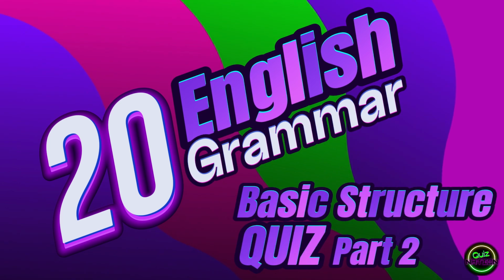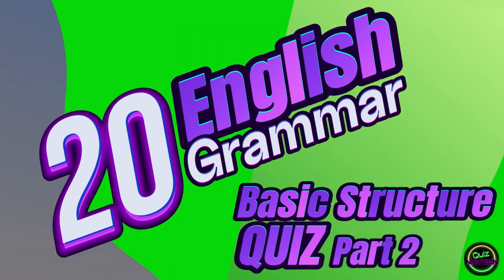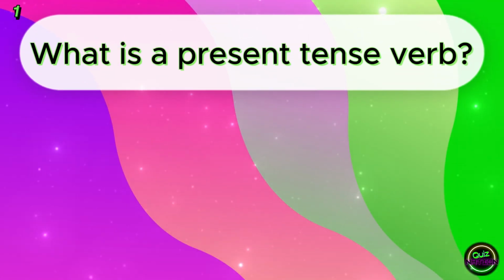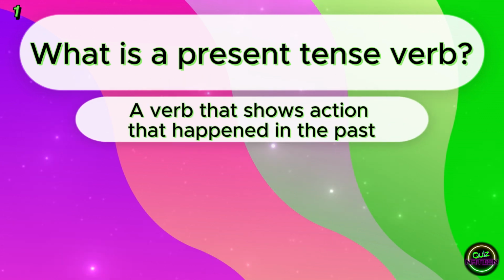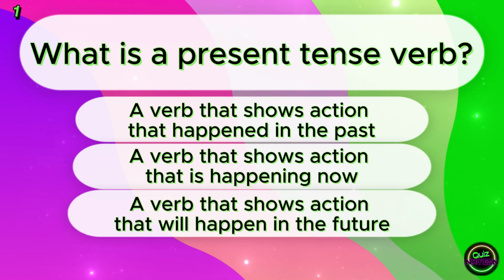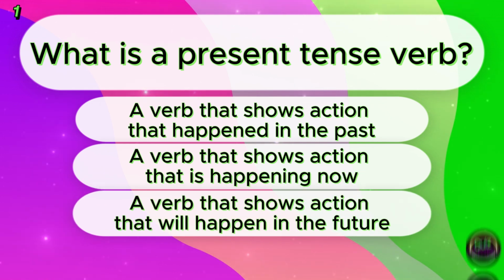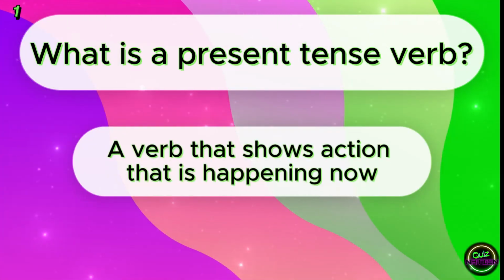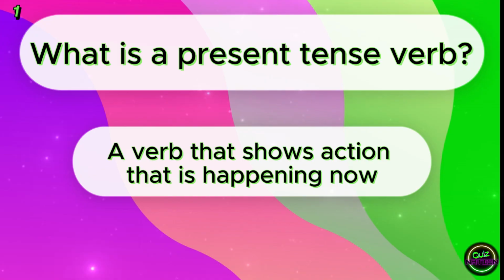English Grammar Basic Structure Quiz. What is a present tense verb? A verb that shows action that happened in the past. A verb that shows action that is happening now. A verb that shows action that will happen in the future. The answer: a verb that shows action that is happening now.